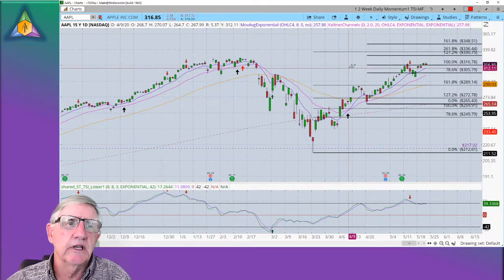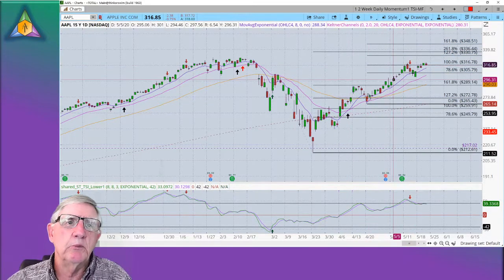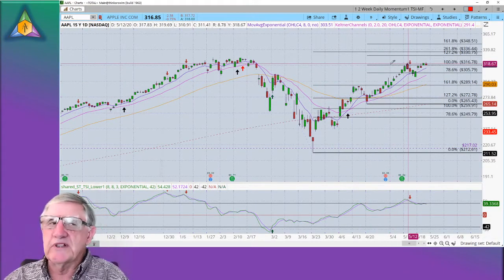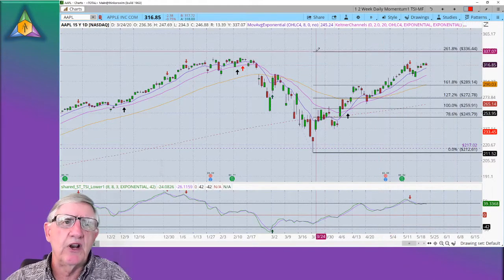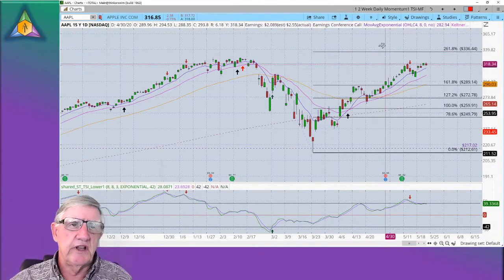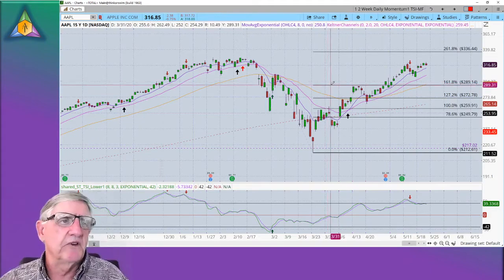See that one? Drop that in there. That was a 100% extension of this move. And oftentimes you'll wonder, why in the heck did that just stop out of the middle of nowhere? That's one of the great ways of looking at that.